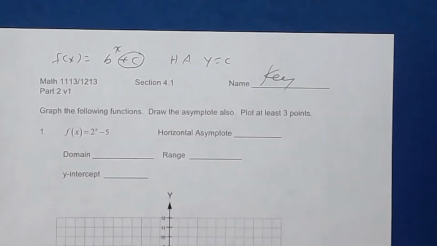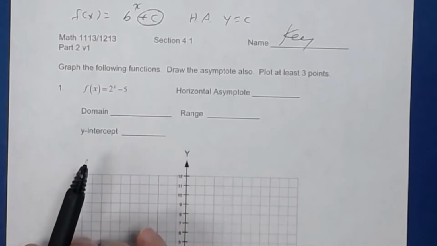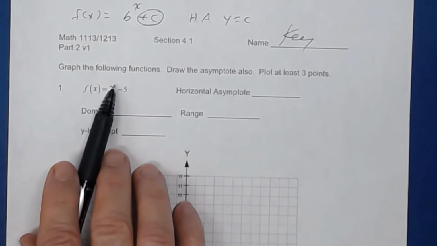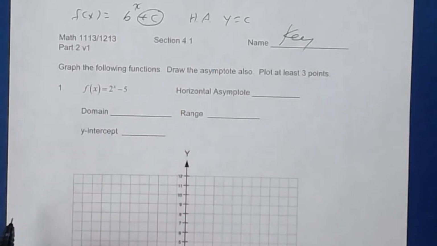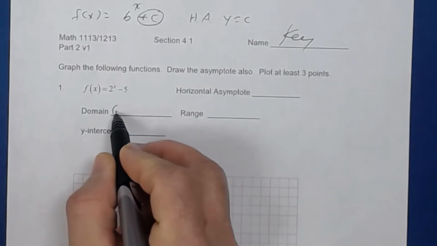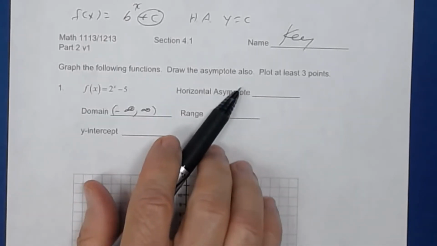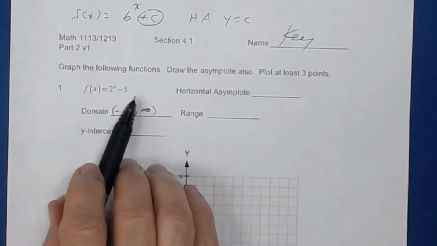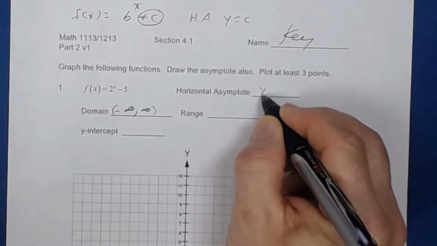Okay? All right, so one other thing you know about all exponential functions is that I can use any real number for x. It does not matter what real number I use for x, I'll get a y value back. So the domain is all real numbers. So we say negative infinity to infinity. And then I can always determine right away what the horizontal asymptote is. So the horizontal asymptote in this case is negative 5. So we say y equals negative 5.